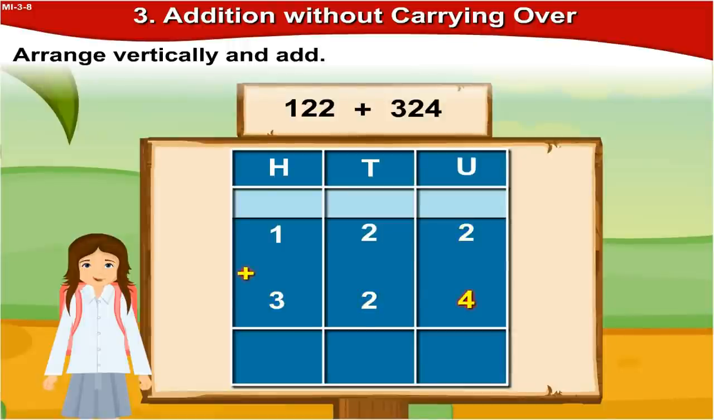Now 2 units plus 4 units is 6 units. 2 tens plus 2 tens is 4 tens. 100 plus 300 is 400, which means the answer is 4 hundreds, 4 tens, 6 units, that is 446.